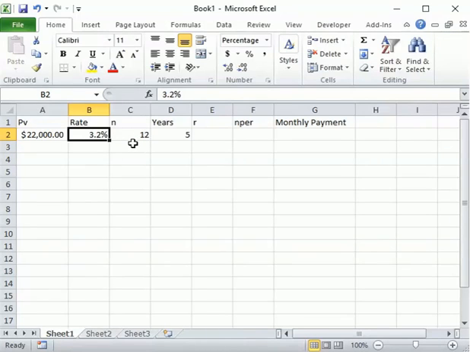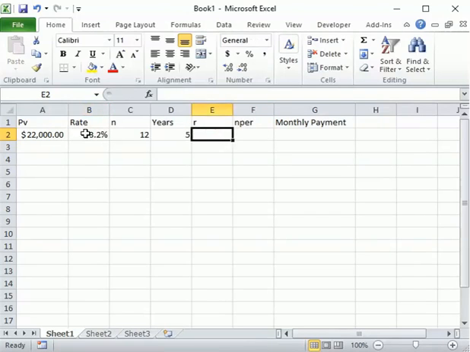And here is the number of periods. How often is this being compounded? We're looking at a monthly payment for this one, and we have 12 months in a year. That means we have 12 periods in a year right there. And our loan is going to be for 5 years right there. So now you see I have a couple other things here that we need to do.